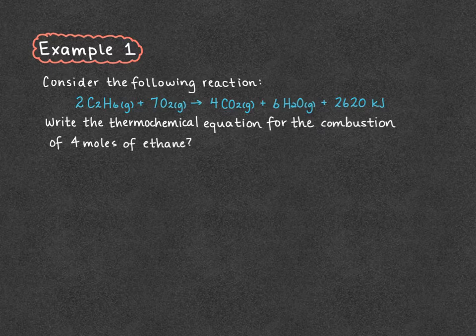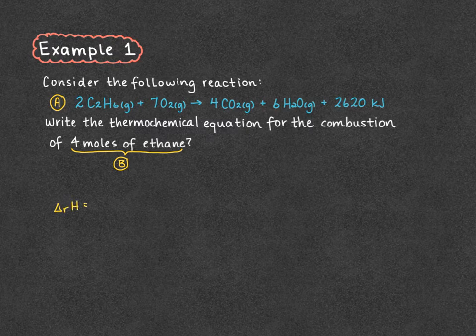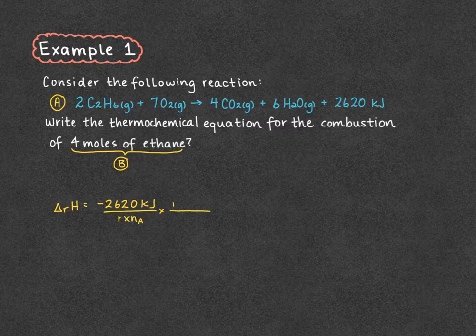So we're going to call this reaction A. And this reaction with 4 moles of ethane, we're going to call reaction B. So to find our enthalpy change, we're going to say that for reaction A, we have 2,620 kilojoules in reaction A. And then we're going to multiply by the mole ratio. So in reaction A, there are 2 moles of ethane. The reason that we're going to do this math is that it allows us to cancel out these reaction A's.